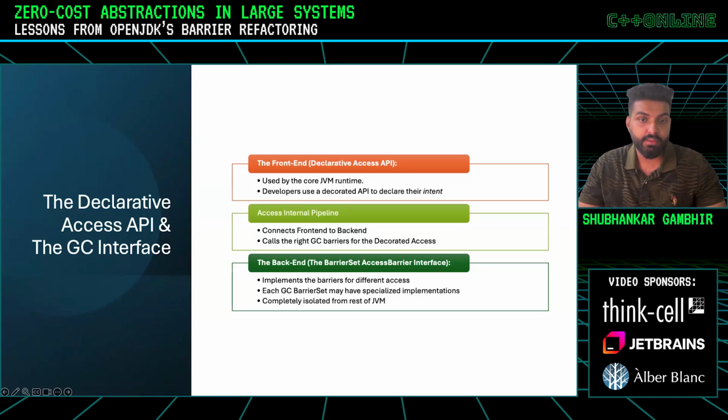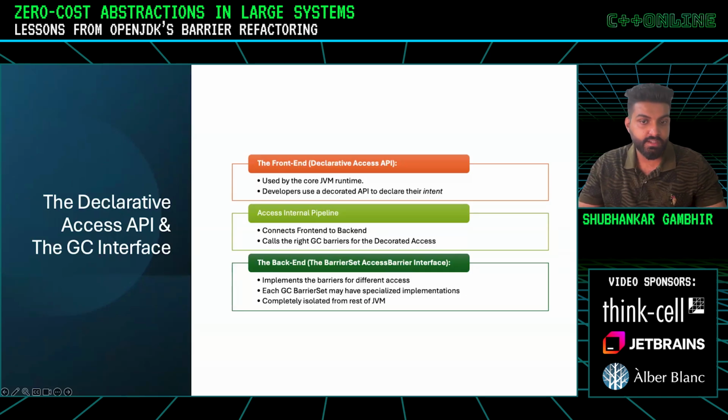Whereas on the back end, we have the GC interface, which is barrier set. It provides a standardized contract completely isolated from the rest of the JVM, where each garbage collector implements its own tracking logic. And bridging the two is the Access internal pipeline, a massive C++ metaprogramming engine that takes that declarative intent, safely crosses the runtime boundary, and wires it directly to the active GC.